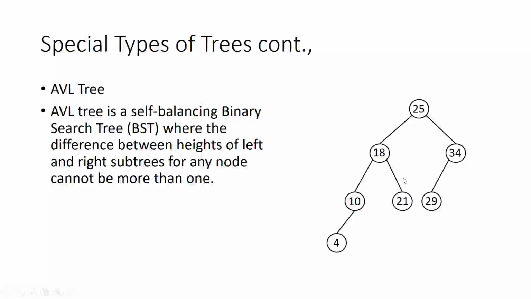Here, if you consider the complete tree from the root, the maximum height of the left subtree is 1, 2, 3. So 3 is the height of the left subtree. The right subtree is 1, 2. Right? So 3 minus 2 is 1. Now if you consider from 18, on this side we have 2 and on this side we have 1. So the difference between the left and right subtrees can be at most 1. That is nothing but an AVL tree.